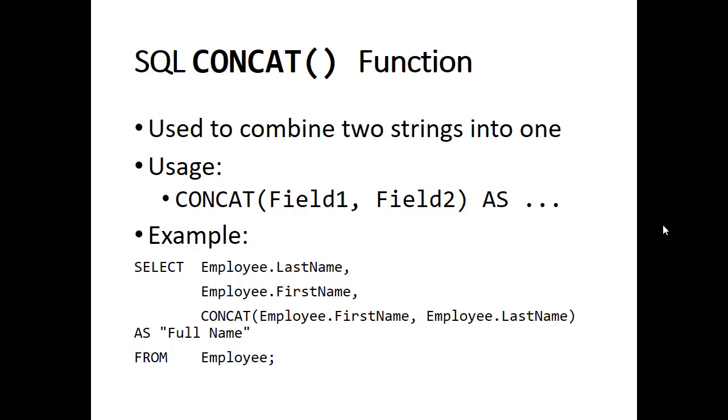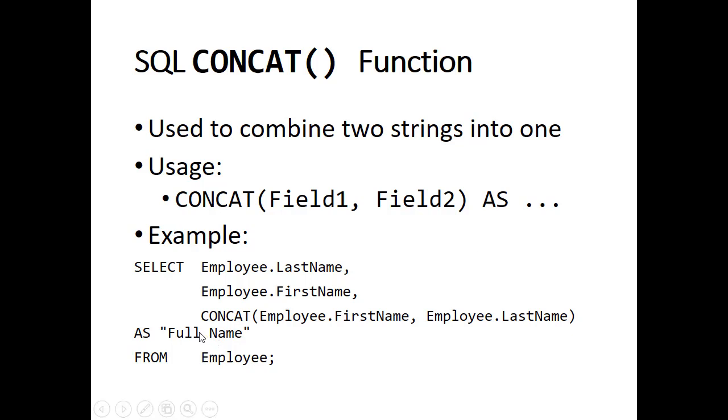So the last name and the first name in the employee table are in two separate fields, employee last name and employee first name. What if I wanted a column that showed me the employee's first name and the last name in one single column? Well, I can use the concat function to do that. The concat function takes in two arguments separated by a comma inside of the parentheses. In this example, I'm taking the first name and concatenating onto that the last name. This is going to give me one single column called full name at the end.